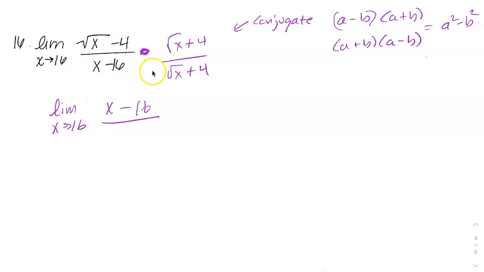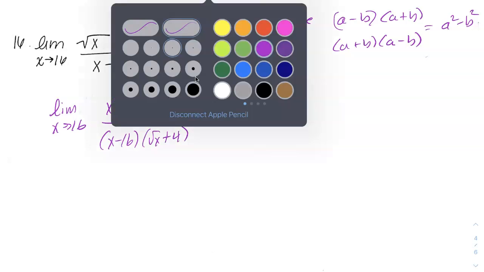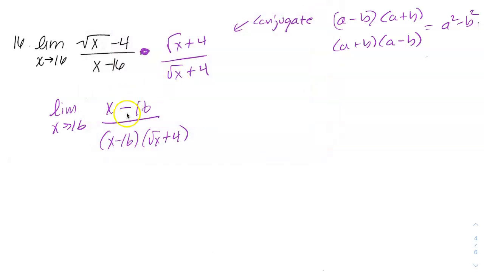On the bottom here, when you multiply the conjugate, don't try to simplify the bottom. Don't be a hero. Just leave it the way it is. So it's (x - 16)(radical x plus 4). And look what happens. The x minus 16's cancel. Now keep in mind when something cancels from the top, there's nothing else there. There's always a 1. When you cancel something, it's a 1. So you get the limit as x approaches 16 of 1 over radical x plus 4.